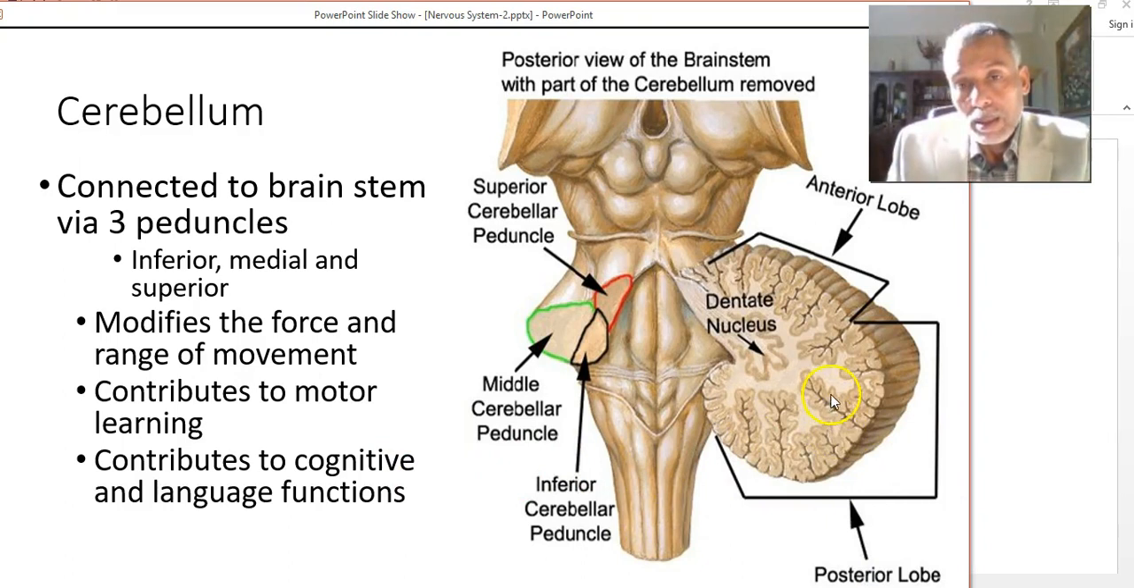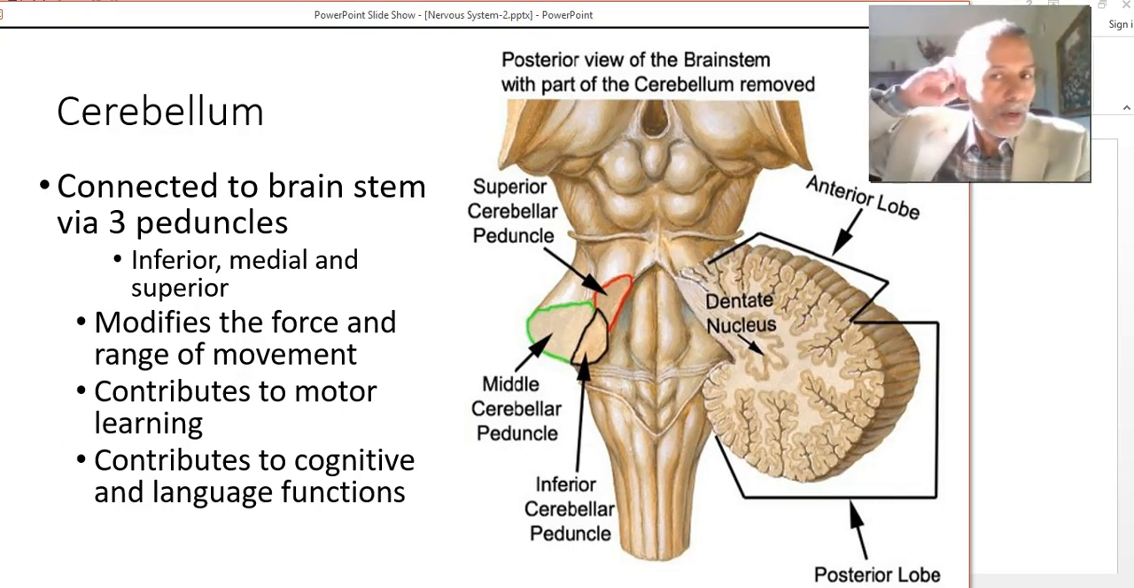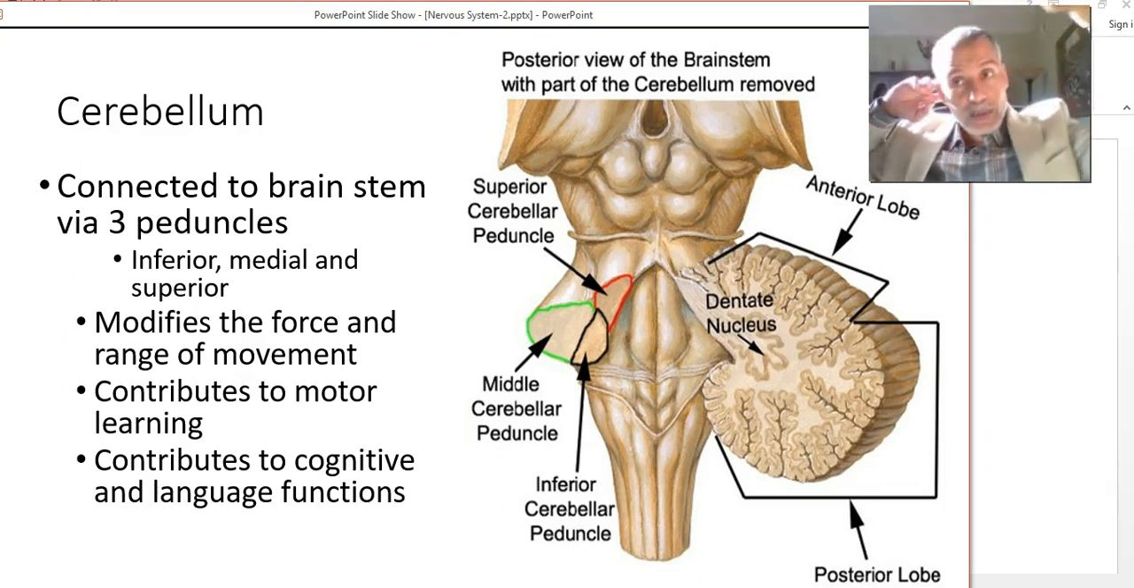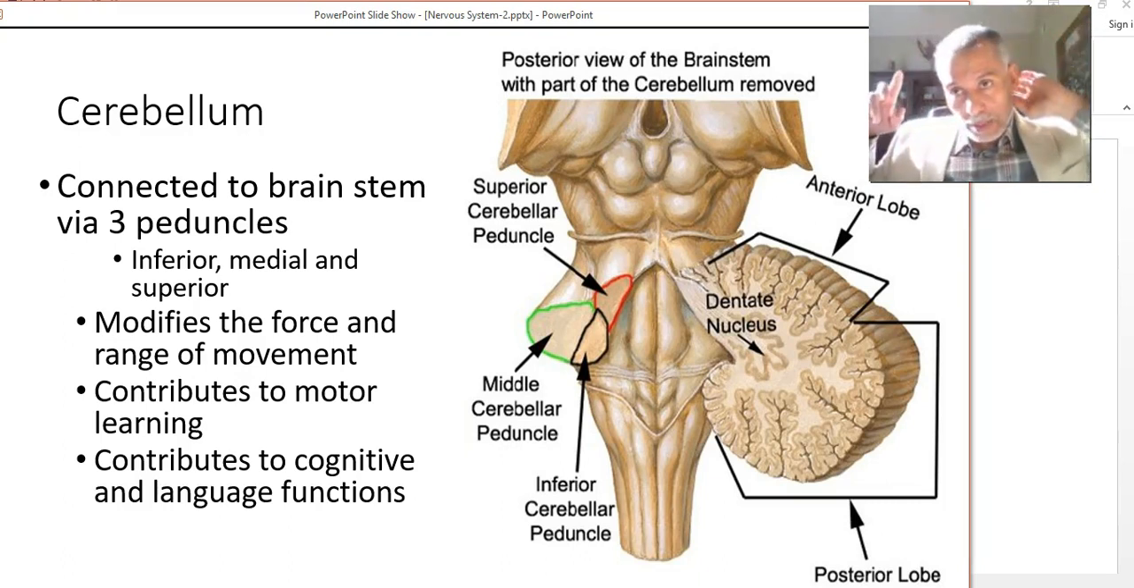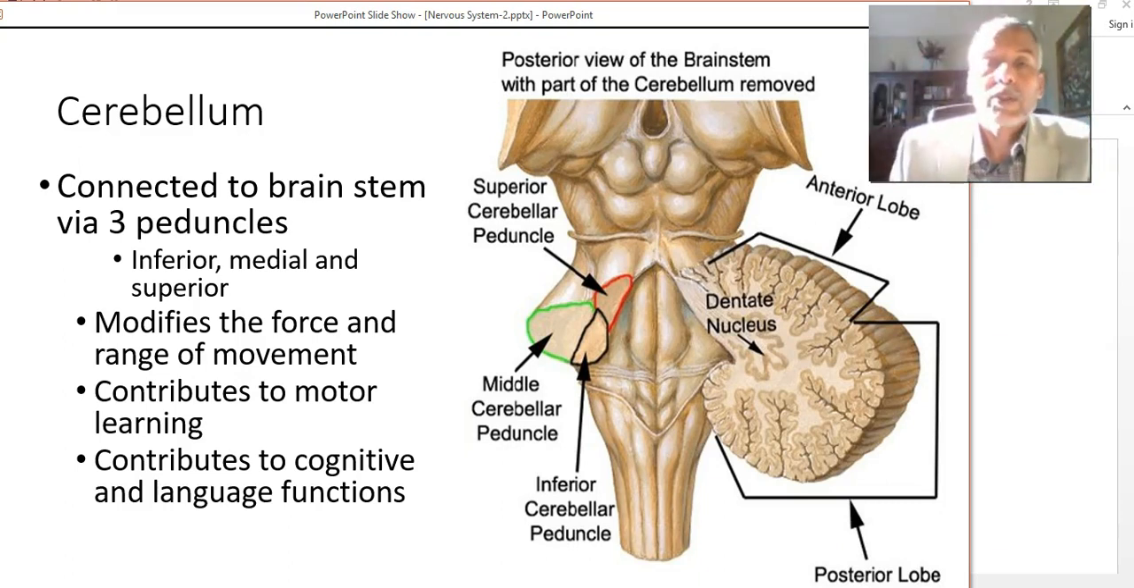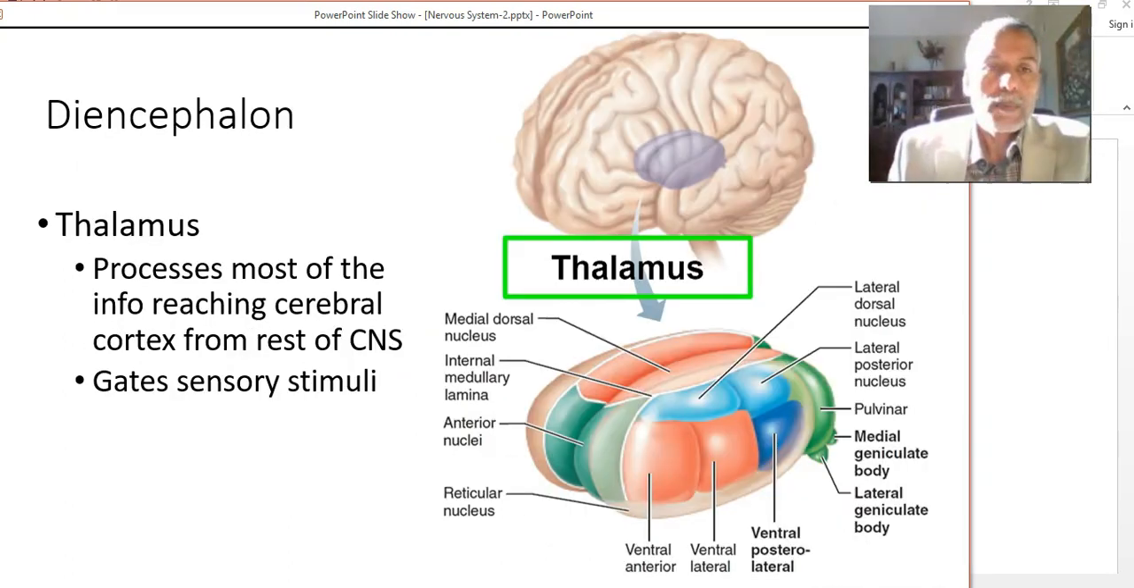Interestingly, the cerebellum is connected with the cerebral cortex in a very intricate way, but the right hemisphere of the cerebellum is connected with the left hemisphere of the cerebral cortex, and the left hemisphere of the cerebellum is connected with the right hemisphere of the cerebral cortex. So it has many, many functions, but these are just very basic ones.